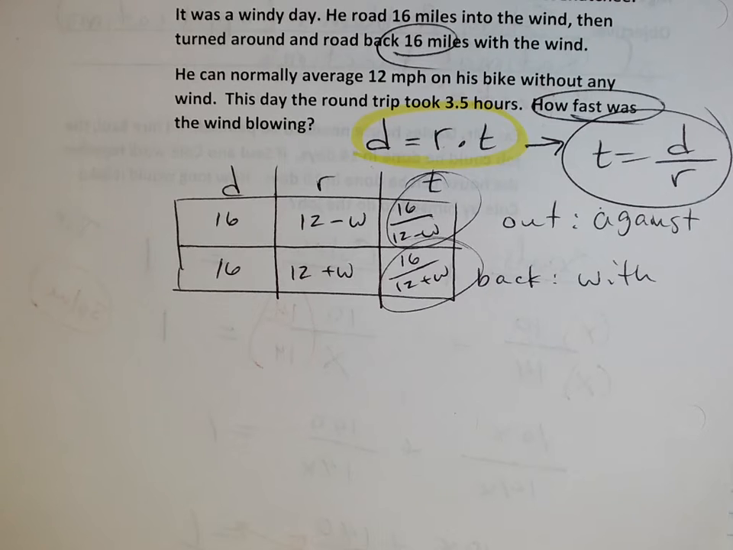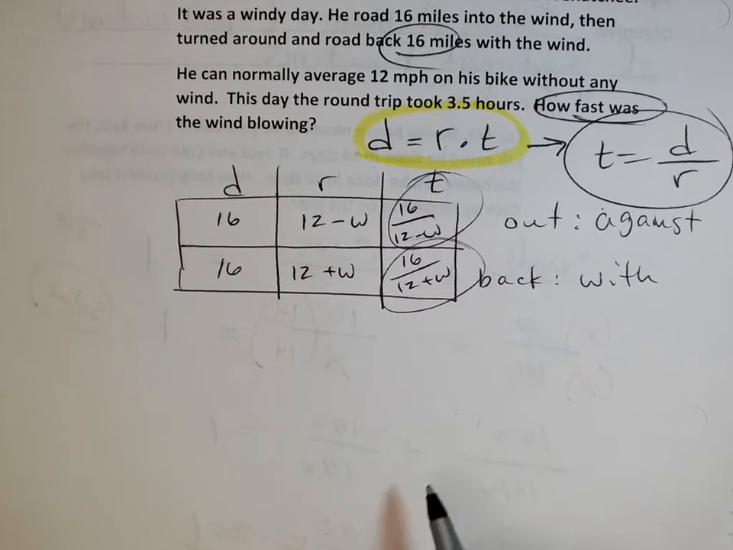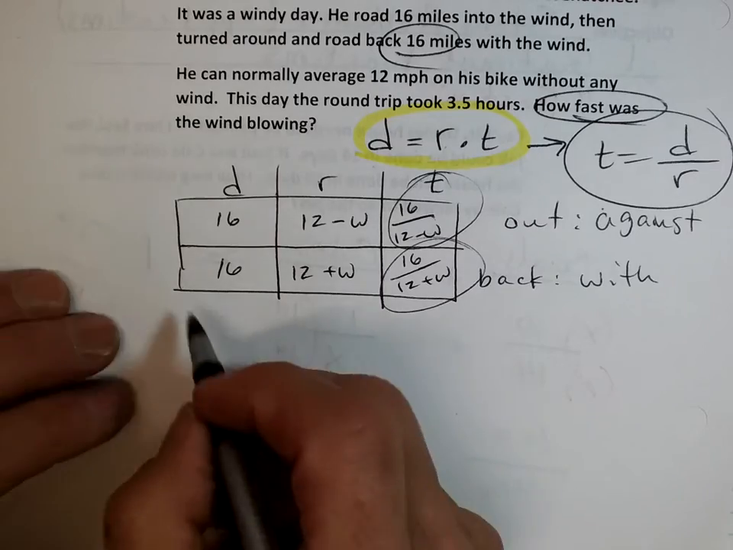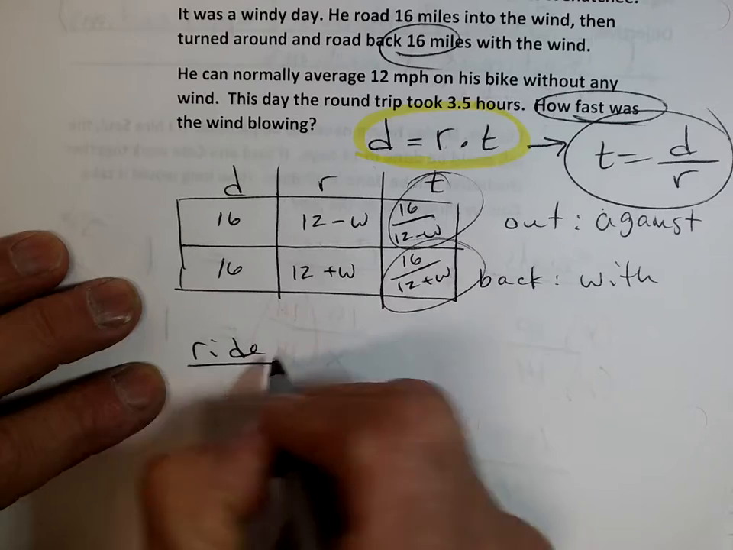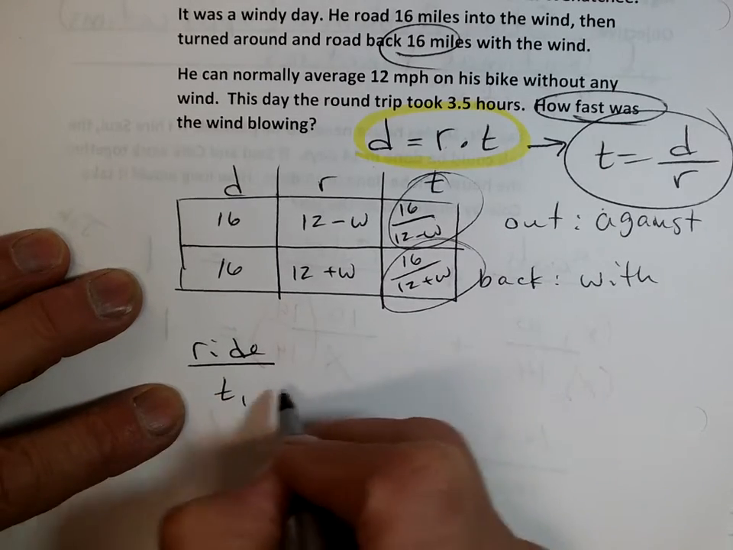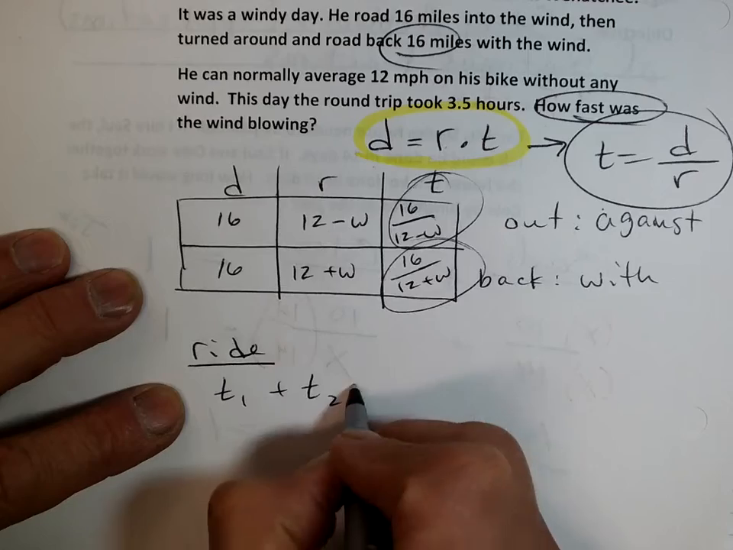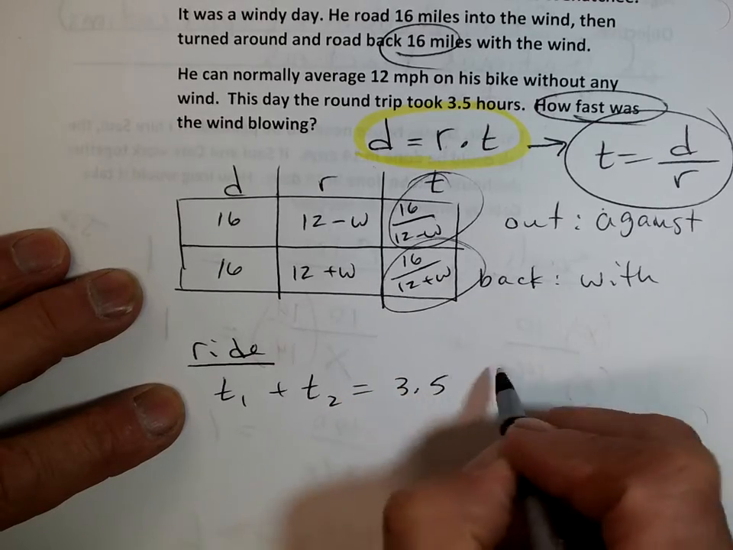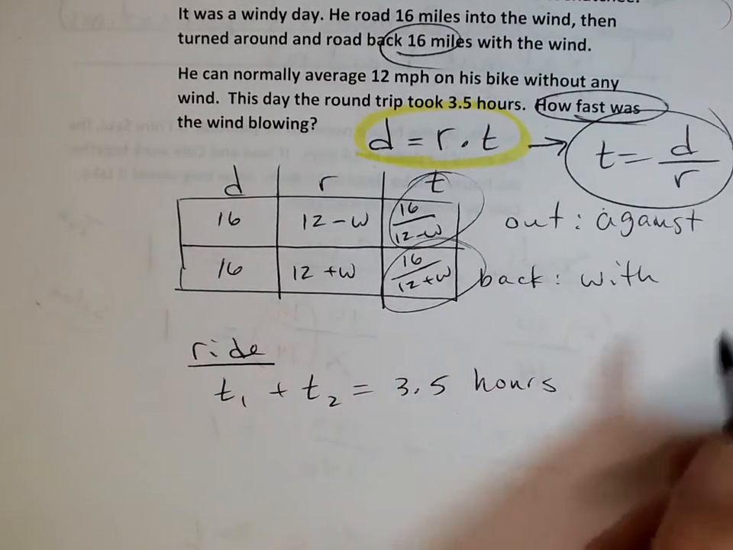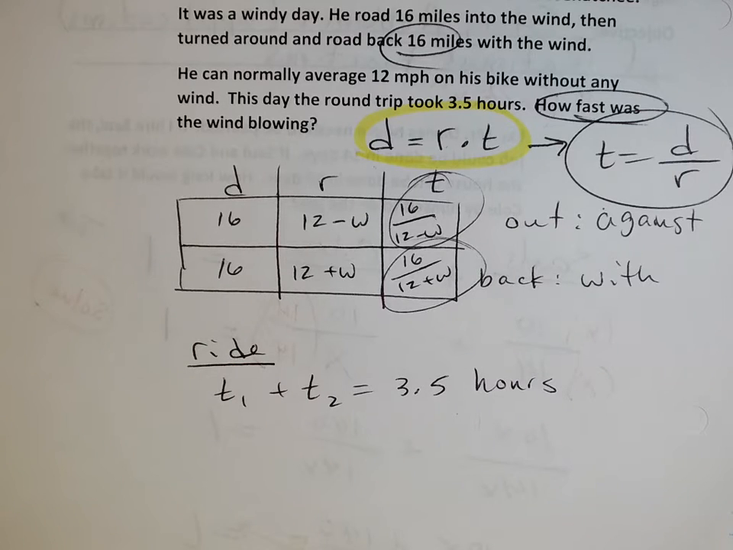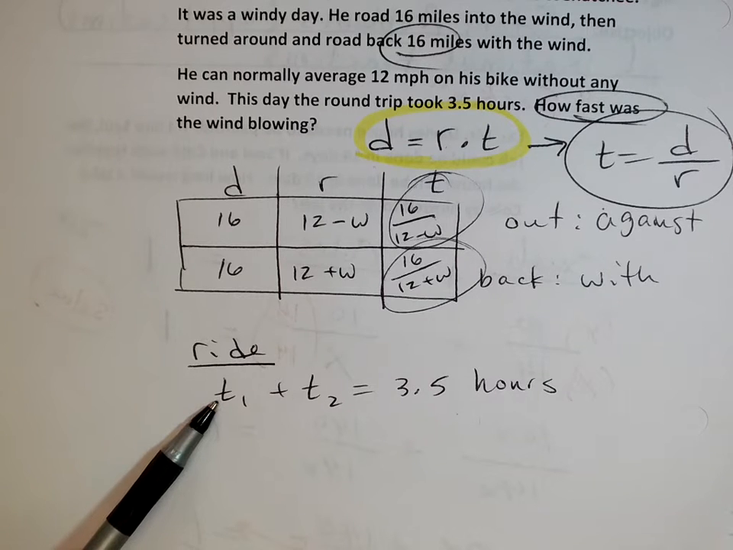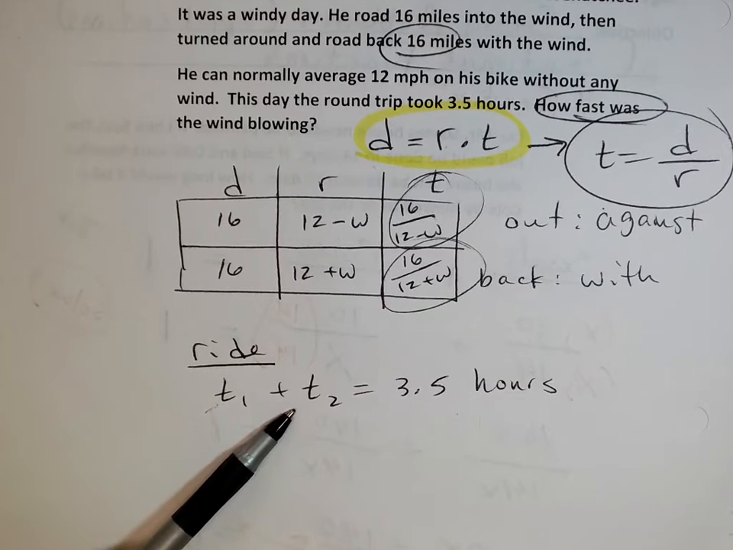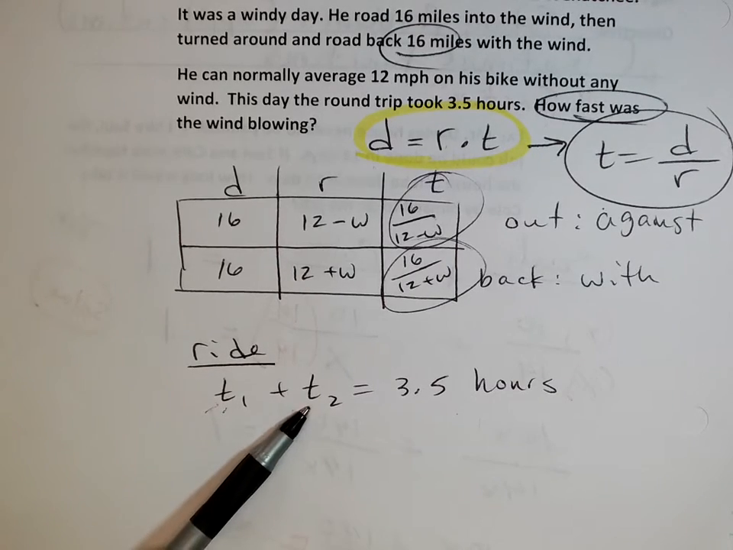Okay, so let's solve for time. For my bike ride, I'm going to have my time 1 plus time 2 equals 3.5 hours. Okay, that's kind of a hard problem. That's why I'm going through it with you. So all I'm saying is this: the ride out, time 1 might be 2 hours. I don't know. And then my time back might be an hour and a half. I don't know. We're going to solve, right? Time 1, time 2, round trip 3.5 hours.